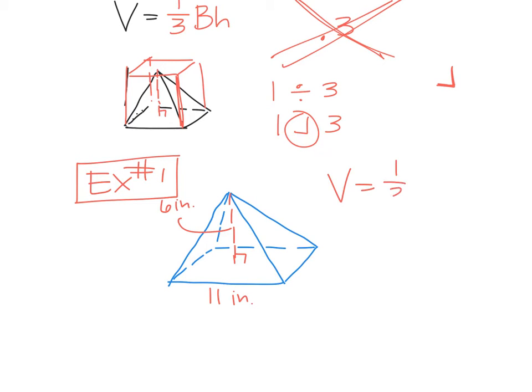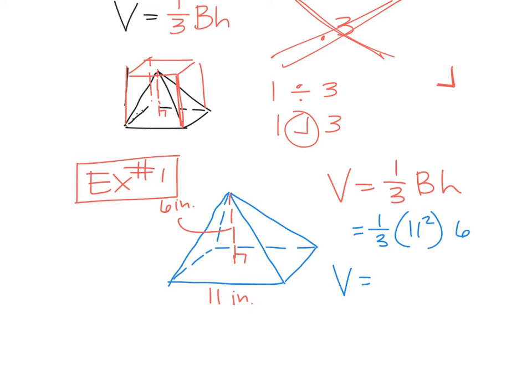1/3 BH. What is B? 11 times 11. Right, it's a square, right? So 11 squared or 11 times 11, same thing. I don't care which way you write it. What's H? 6. Okay, now take your calculator and tell me what your answer is.